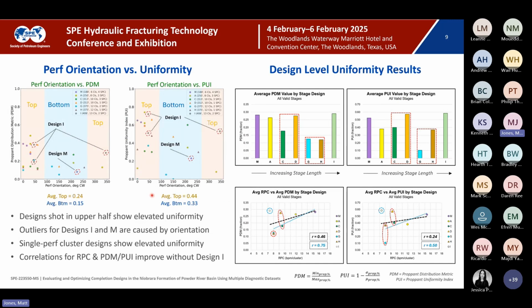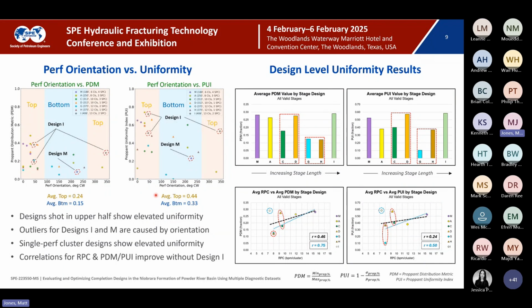Before we address those outliers, let's just take a look at what the treatment uniformity is as a function of perf orientation. The left plot is perf orientation on the x-axis from 0 to 360. Again, 0 and 360 both coincide at the top of the borehole. 180 is the low side. So 0 to 90 is upper half, 90 to 270 is lower half, and 270 back to 360 is upper half. So here we have PDM on the y-axis, same plot over here, it's just PUI on the y-axis. They're similar, so let's just focus on this plot, perf orientation versus PUI.